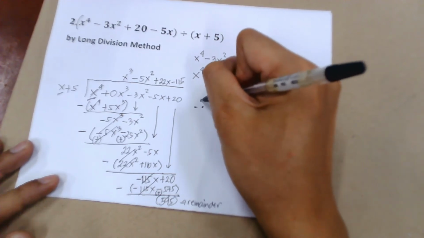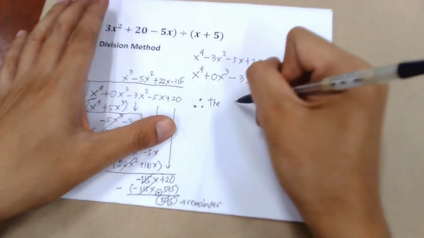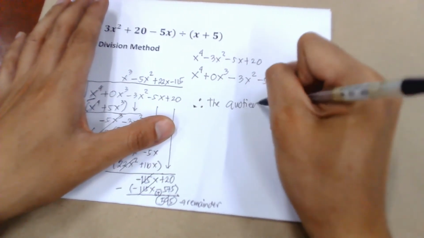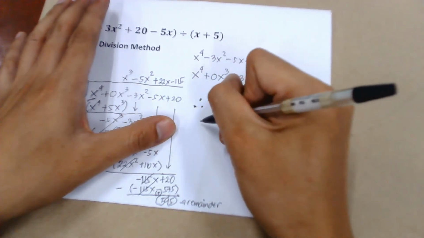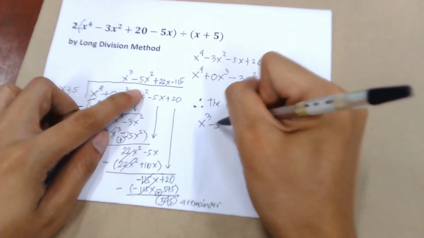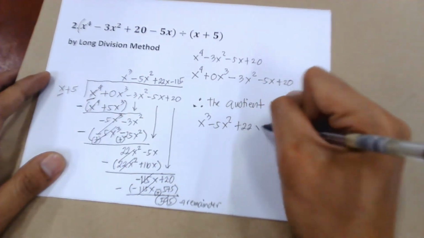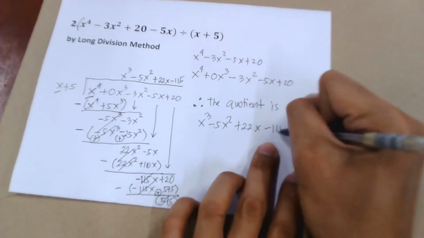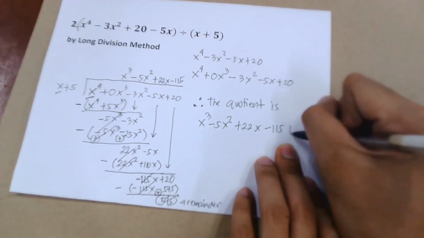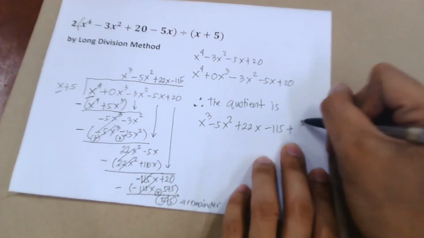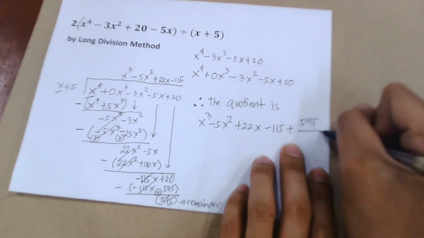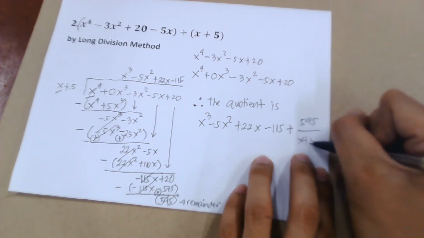Therefore, the quotient is x cubed minus 5x squared plus 22x minus 115 plus 595 over x plus 5.